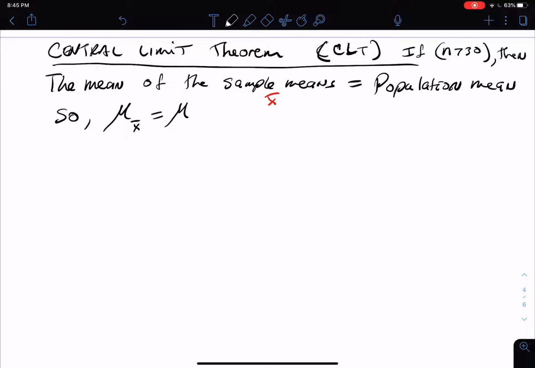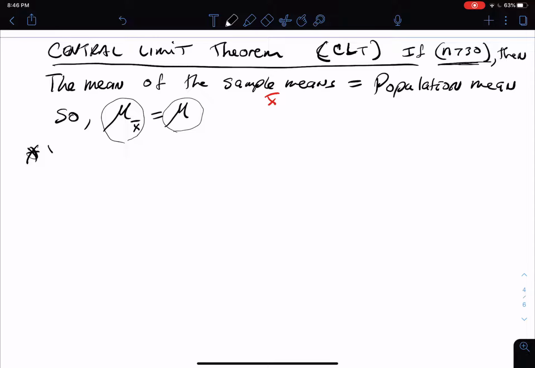Now remember, for this to work, either you have to be sampling from a population that we know is normal, or if we don't know if it's normal, it might be skewed. In order to get around that, we'd have to make sure our sample size is bigger than 30. If you do that, then the mean of the sample means is going to be the same thing as the population mean. That is huge because now we can say something about the population mean, even though that's a hard thing to find. You don't have to add up every single person in a population.